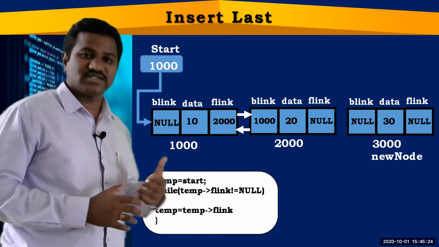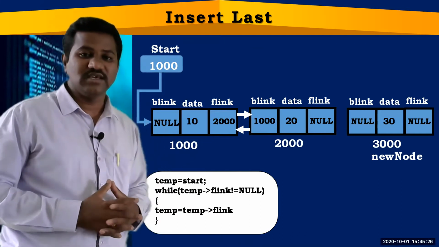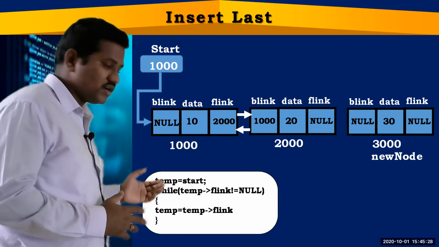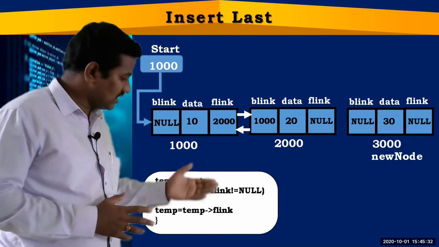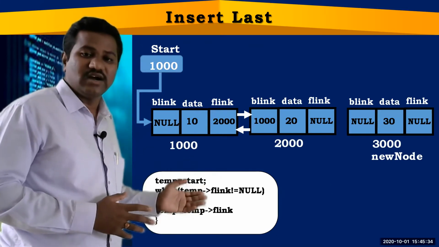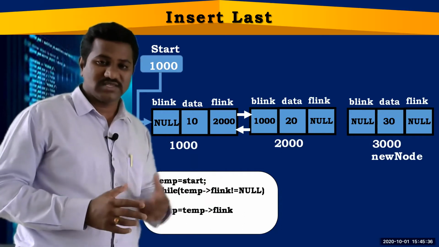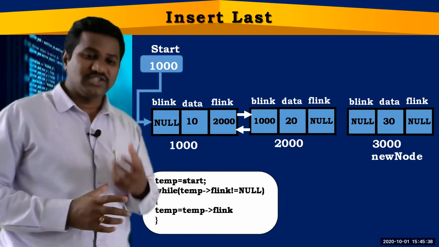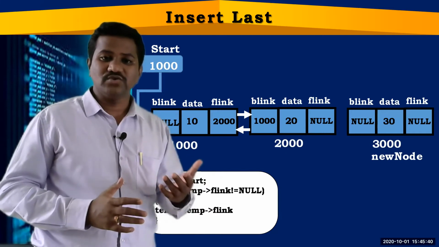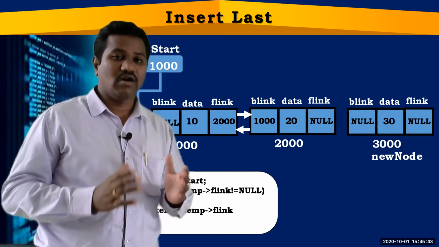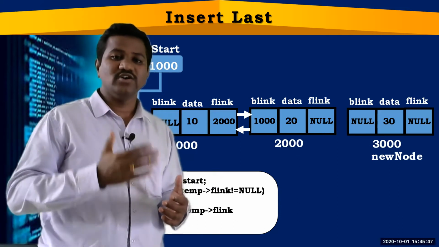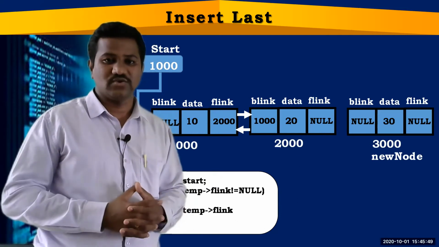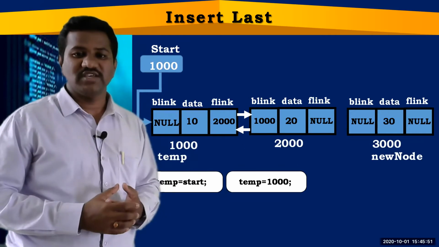Very simple code, just like what we have seen in case of traversing. Start is assigned to temp, so that temp is pointing to the start node. And here the condition says temp forward link not equal to null. The main purpose of this condition is to check whether we have reached the last node or not. If we are not at the last node, then we need to make our temporary pointer move from the current node to the next node.